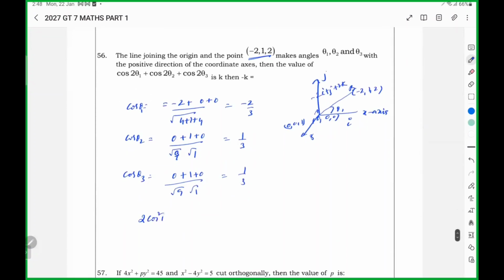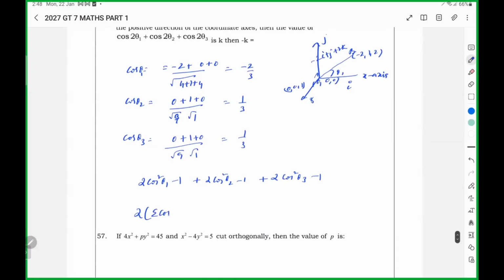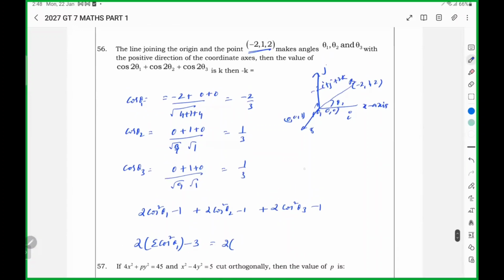Cos 2 theta 1 is 2 times sigma cos square theta 1 minus 3. Sigma cos square theta 1 is how much? 4 by 9 plus 1 by 9 plus 1 by 9. So 2 times 6 by 9 minus 3.